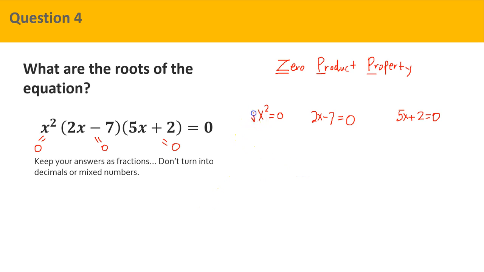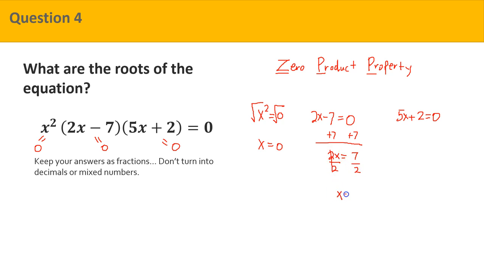Let's start with the one on the far left. We take the square root of both sides. The square root of x squared is x. The square root of 0 is 0. Right? Then the second term here, I'm going to add 7 to both sides. Okay, so we end up with 2x equals 0 plus 7, which is 7. Okay, to get x by itself, we're going to divide both sides by 2.